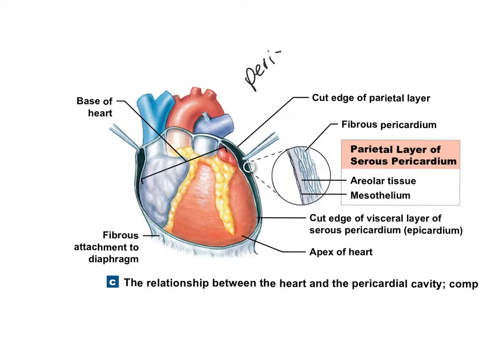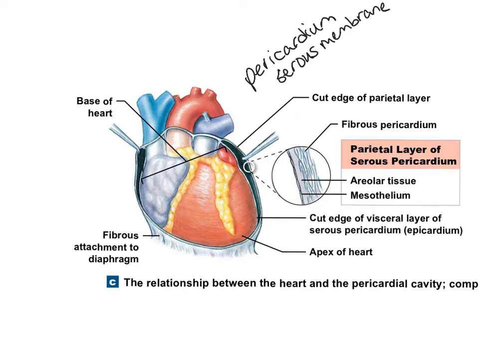So the pericardium, this is the serous membrane. It's like the sac that it sits in. And then the pericardial cavity, that is the whole place, the whole cavity that the heart and the pericardium sit in. So if we look at this, we can see that the pericardium has two layers.